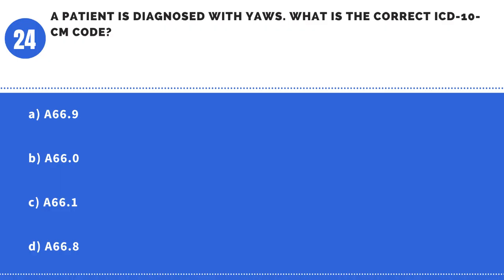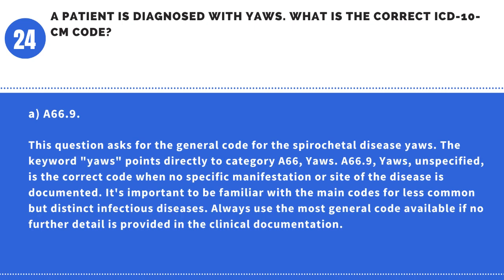Question 24. A patient is diagnosed with yaws. What is the correct ICD-10-CM code? A. A66.9. B. A66.0. C. A66.1. D. A66.8. Answer A.